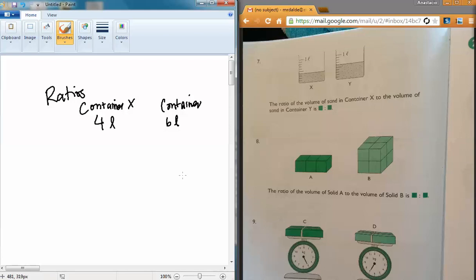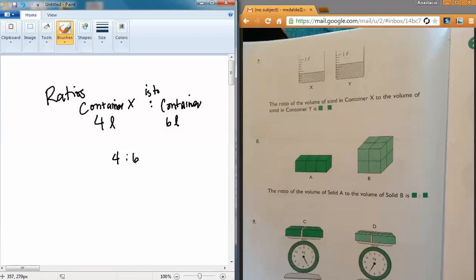So, if you want to tell me what the ratio of container X is to container Y, then all you would do is just do 4 to 6. And with ratios, you don't include the units. It's just the numbers, 4 to 6.